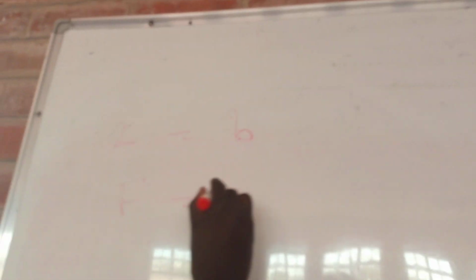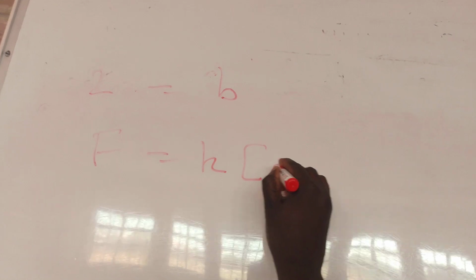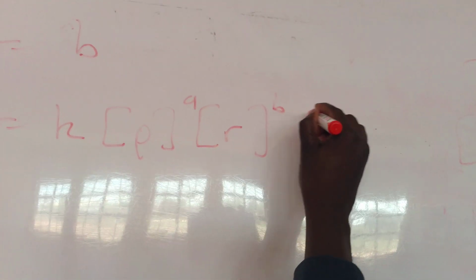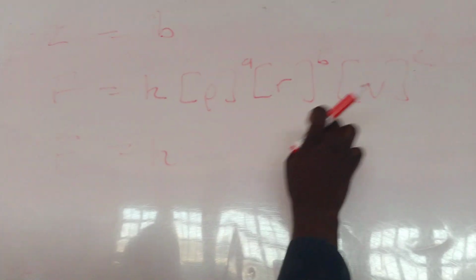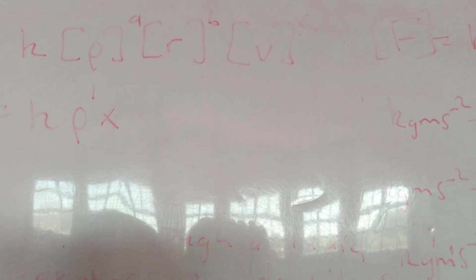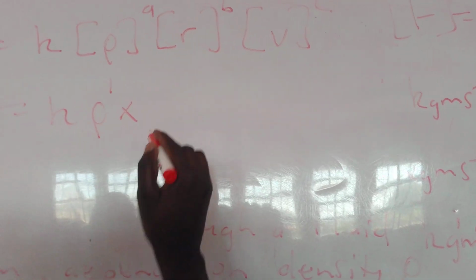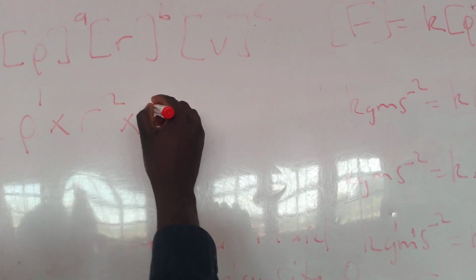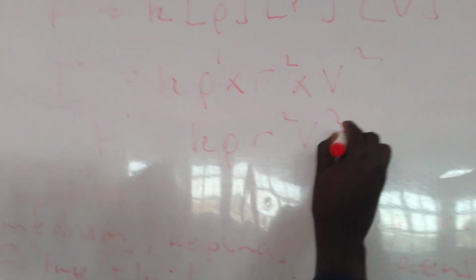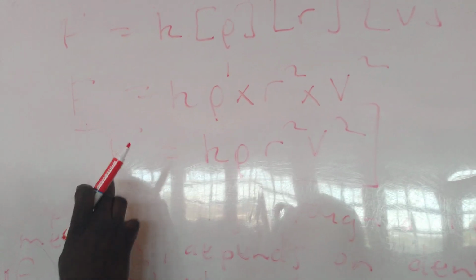So F is equal to K rho to the power A, R to the power B, V to the power C. So our final relationship linking F, rho, R, and V is rho to the power 1, our A is 1, R with B equal to 2, R to the power 2, C equal to 2, so V to the power 2. So our final answer is F equals K rho R squared V squared. That is the equation linking F, rho, R, and V.